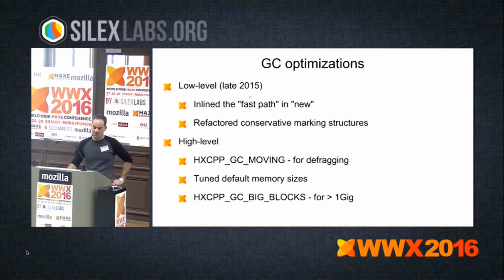And I've added this GC big blocks define, which allows you to have more than 1 gigabyte of memory under control of HXCPP. It just uses a slightly different structure. It could probably go on by default. I think it was a teeny weeny bit slower for a small project, but that's not always an option there. I think you'll know if you need more because it'll crash on you, and that's the time to start putting it on.